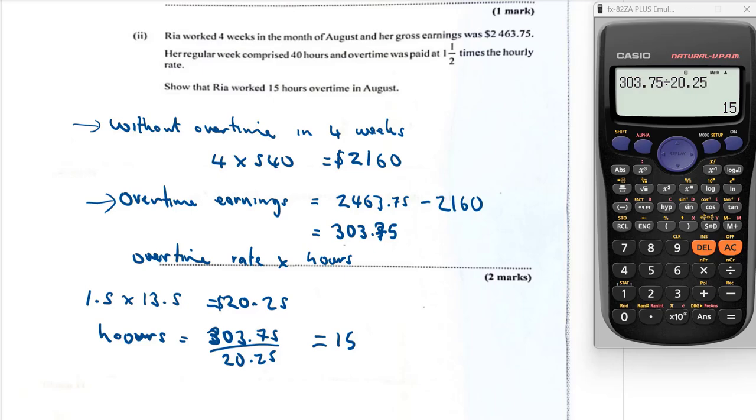Remember, the amount of money you make is always the rate times the hours. So if we found the overtime earnings, which is the amount of overtime money she made, all we have to do is divide that by the hourly rate for overtime. And we have done this, and you'll see how we got back the 15 hours that the question requires, or the examiner requires to show. Let's move to the next question.